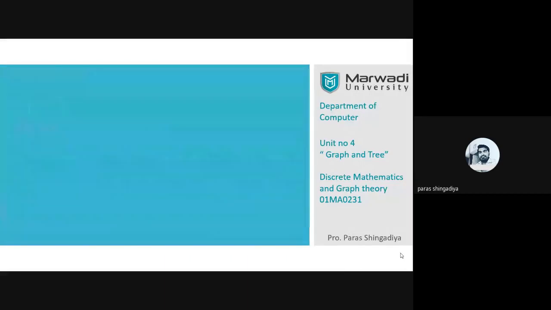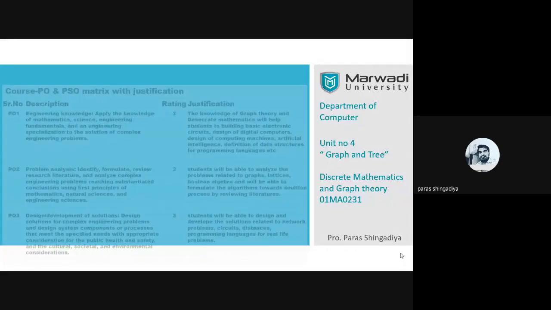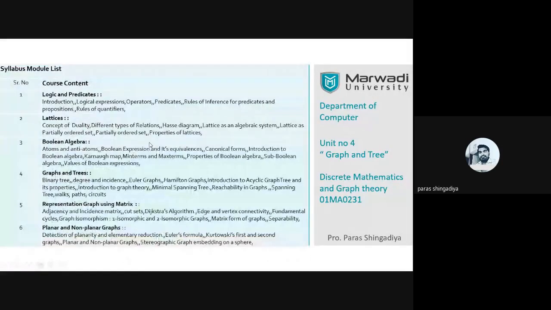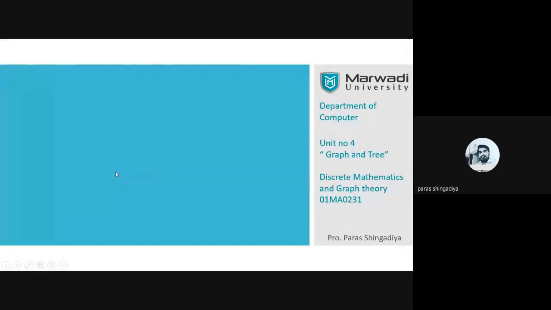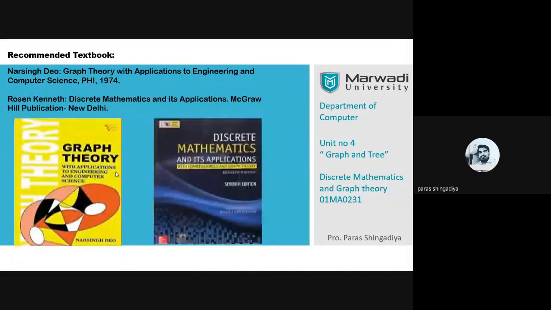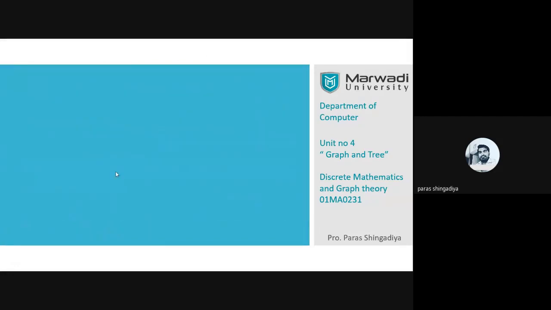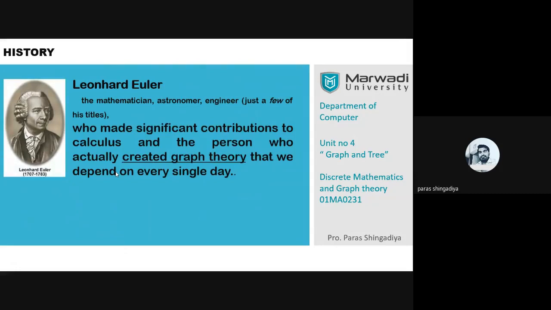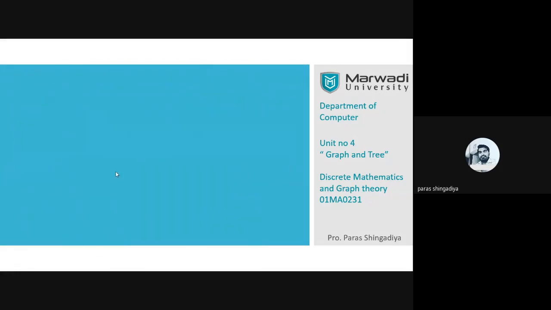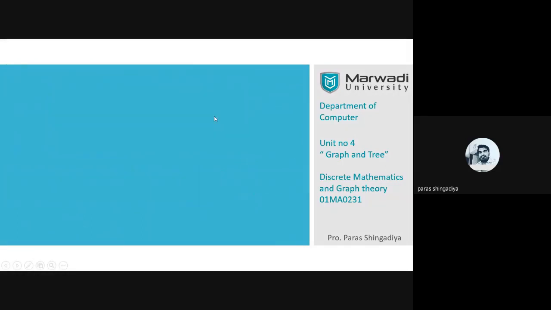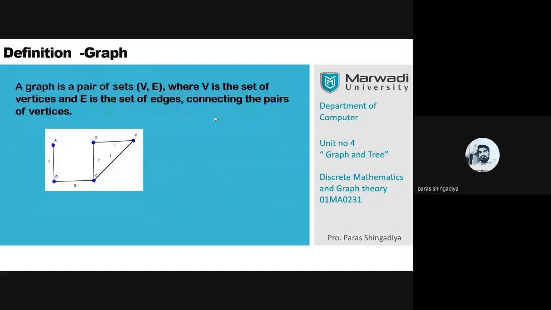In the last lab, we discussed the COs (course outcomes), then the POs, and our syllabus modules. These are the two recommended books and applications that we discussed. Leonard Euler first created graph theory based on the famous Konigsberg bridge problem. And we learned some basic concepts of graph theory in the last lab.